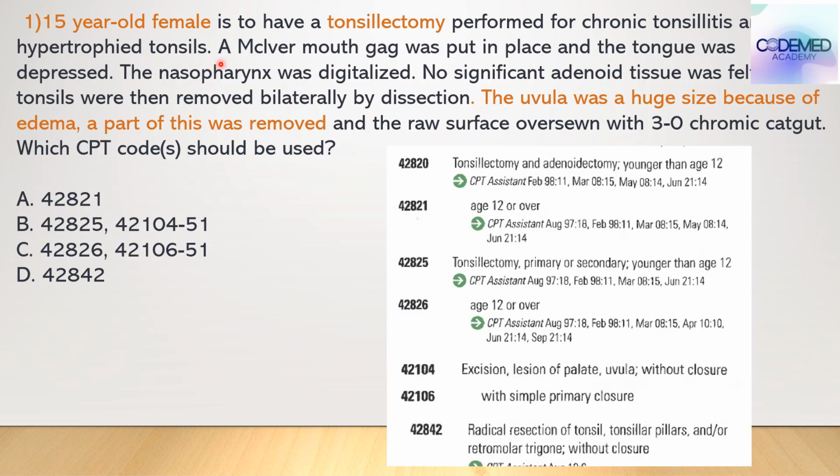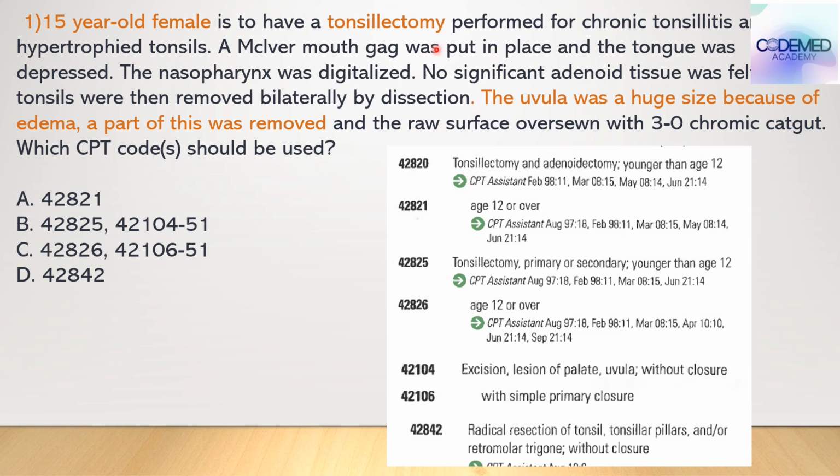A 15-year-old female is to have a tonsillectomy performed for chronic tonsillitis and hypertrophic tonsil. A McIvor mouth gag was put in place and the tongue was depressed. The nasopharynx was digitalized. No significant adenoid tissue was found. The tonsils were then removed bilaterally by dissection. The uvula was huge in size because of the edema. A part of this was removed and the raw surface oversewn with 3.0 chromic catgut. Which CPT code should be used? So what has happened here?